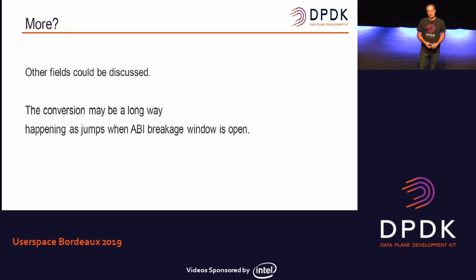Anyway, every time we will move a field, it will be an ABI breakage, and we want to avoid ABI breakage now. So probably we will have some small windows to open API breakage, maybe one window per year or even less. We'll discuss it this afternoon. So each time we will have an ABI breakage window, we should take this opportunity to clean the mbuf and get more space.